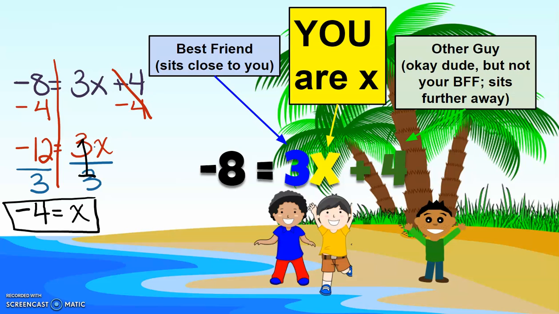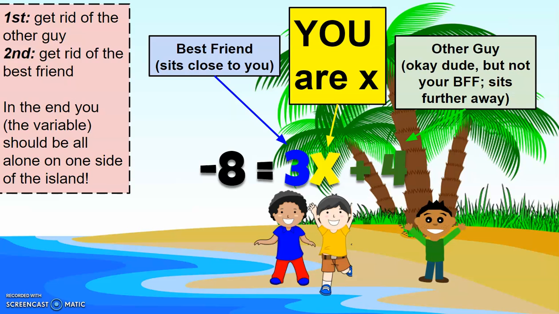And now we know that when we're solving equations with 2 math steps happening to the variable, we first need to get rid of the other guy, the number a little further away from the variable. Then we can get rid of whoever is closest to the variable. So save that best friend and send him home last.